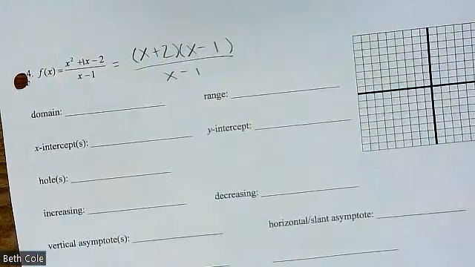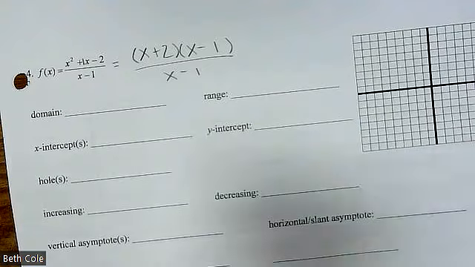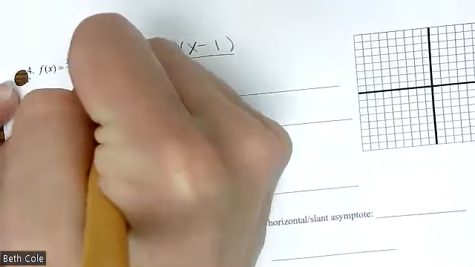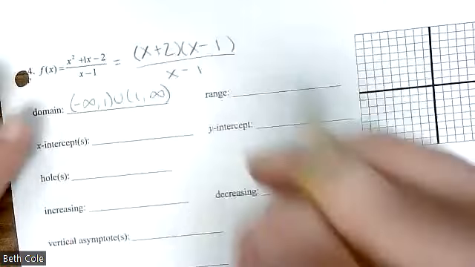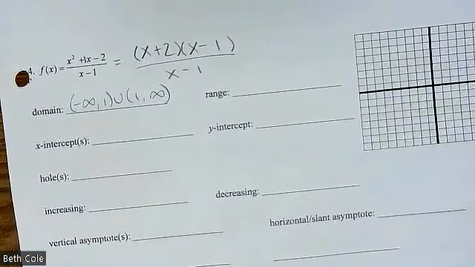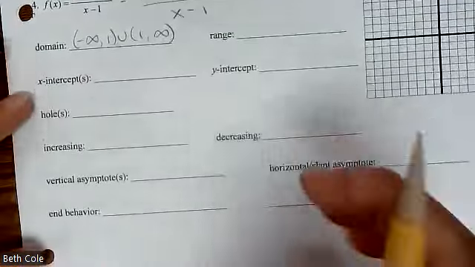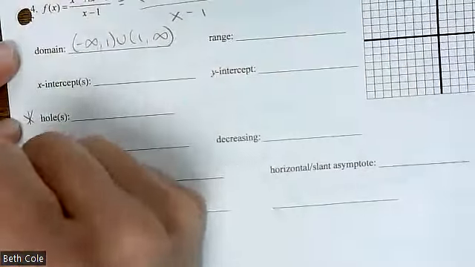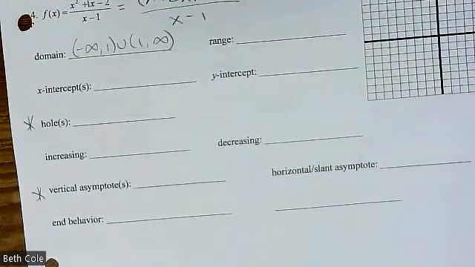Don't cancel until you do the domain, or you'll lose your troublemaker. We have one troublemaker. Who is it? 1 would make this denominator 0. So we want to leave out 1. One can either become a hole or a vertical asymptote. Once you kick him out, those are his 2 career path options.